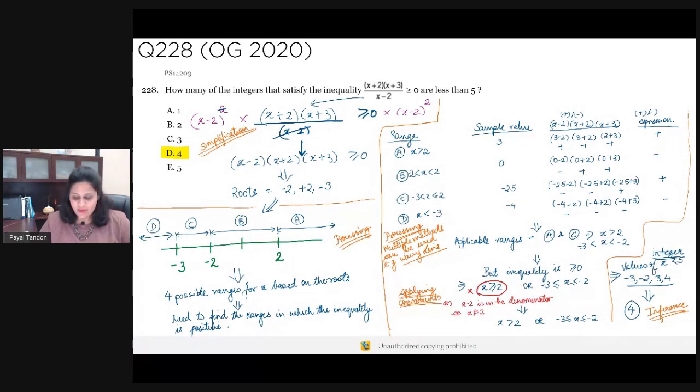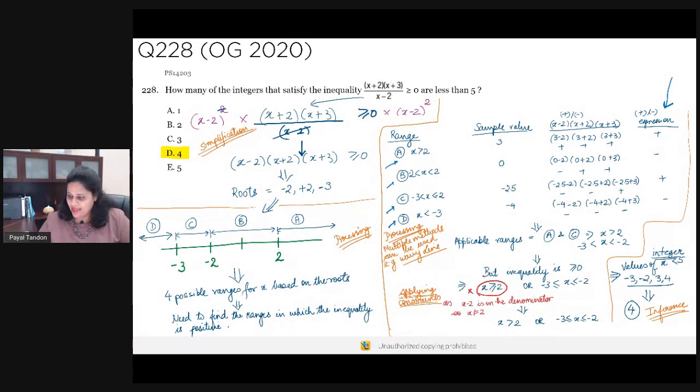But this is exactly what I'm doing, okay? I'm doing all the processing over here, right? I'm taking each of these ranges, A, B, C, and D, and I'm taking some sample values. And then I'm figuring out each of these terms, are they positive or negative? Then I'm figuring out the entire expression, the product of these three numbers. Is that positive or negative?